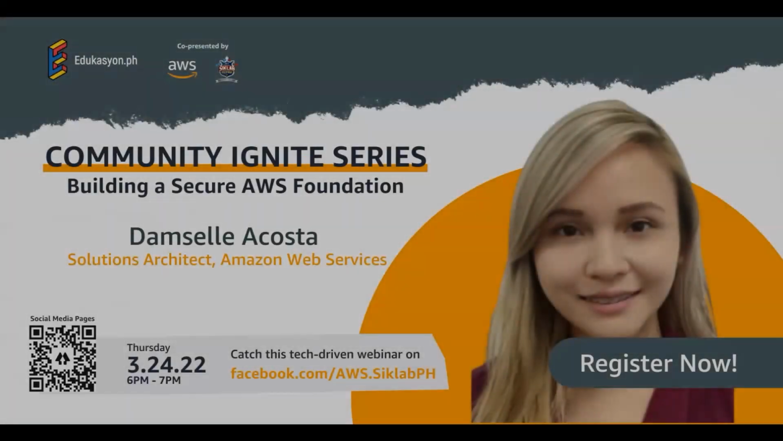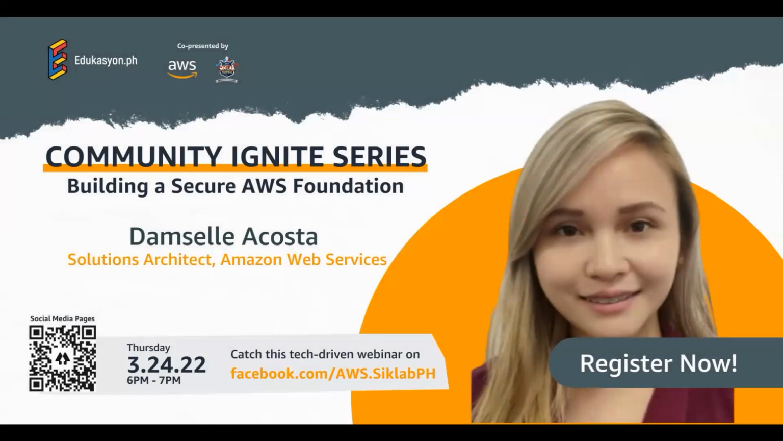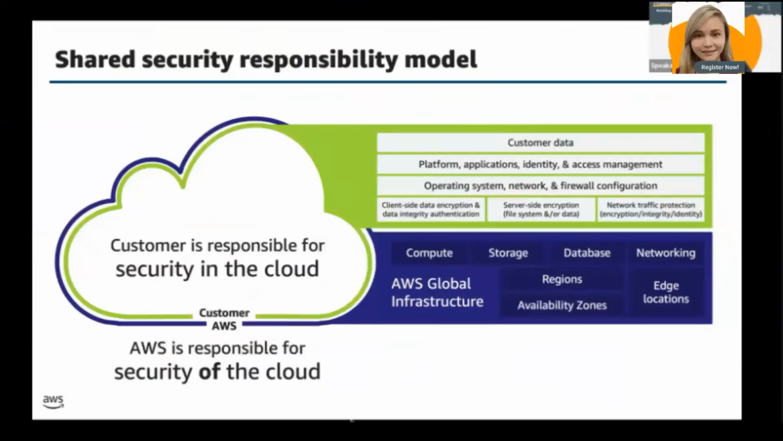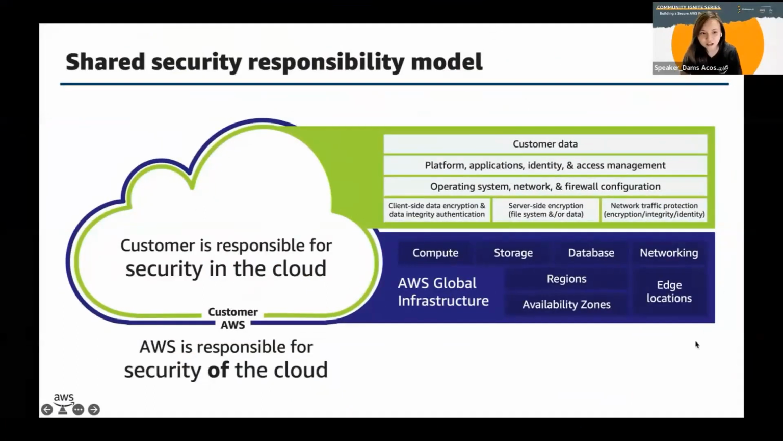Welcome to the Community Ignite series. We are now on our 33rd episode, and it's all about building a secure AWS foundation. So this is the shared security responsibility model. So this means that we take care of the responsibility for security of the cloud.